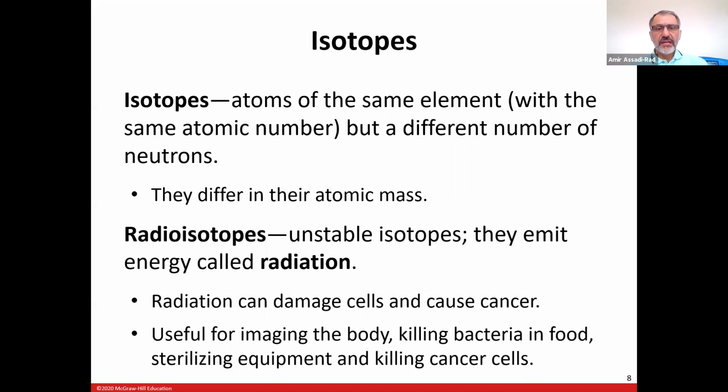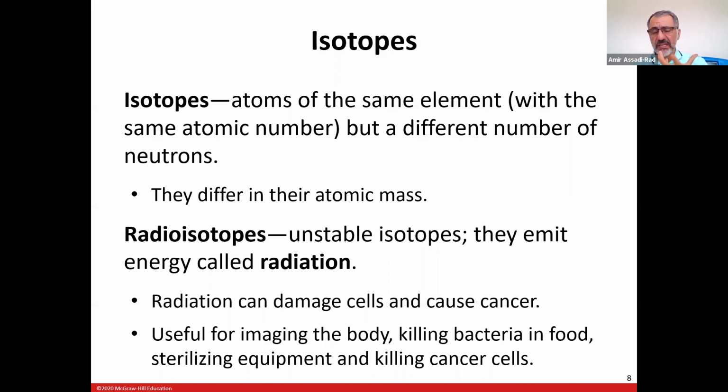But anyhow, let's talk about radioactive material. We'll not focus on it too much. I'm not too crazy about it, but let's at least mention this. Your textbook mentioned it. Radioisotopes are unstable isotopes. They emit energy called radiation. So that's what happens when you go for radiotherapy.